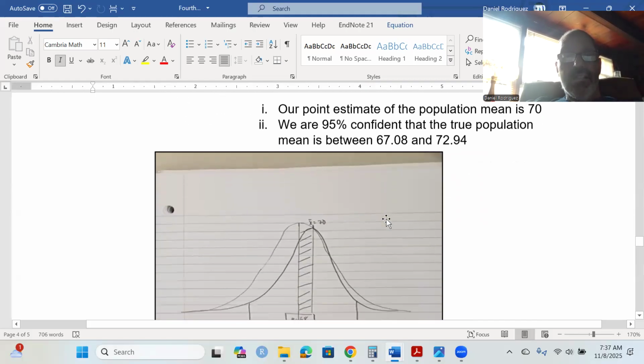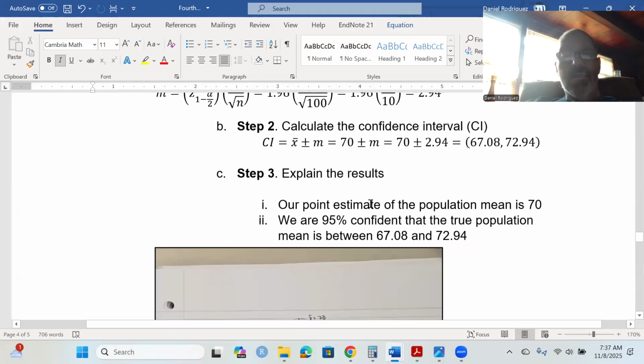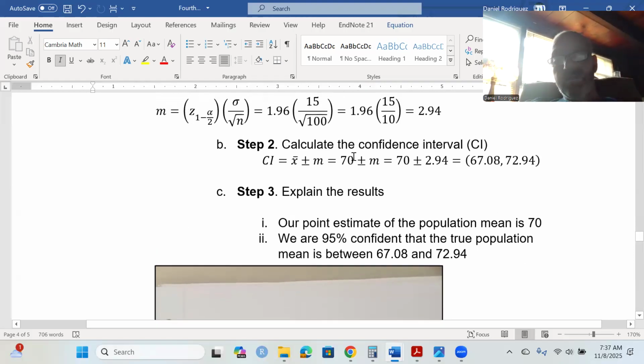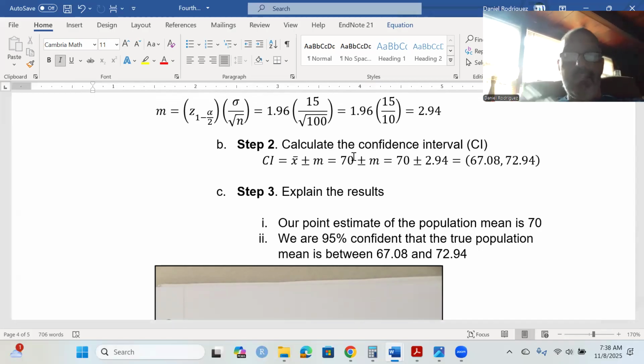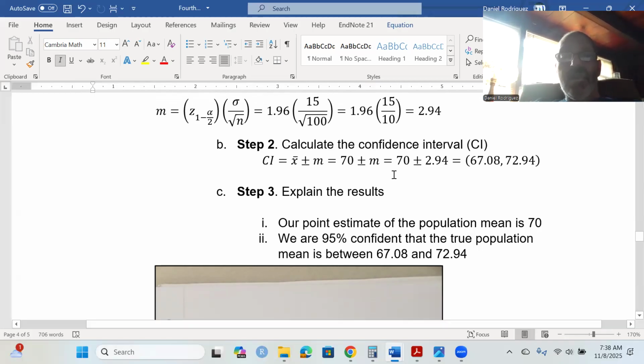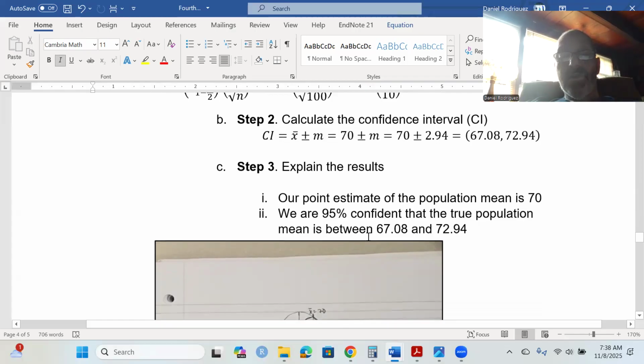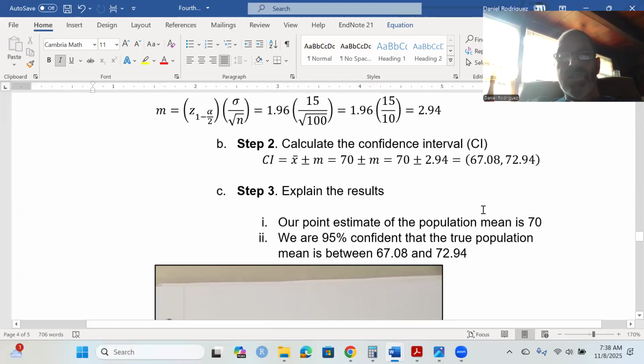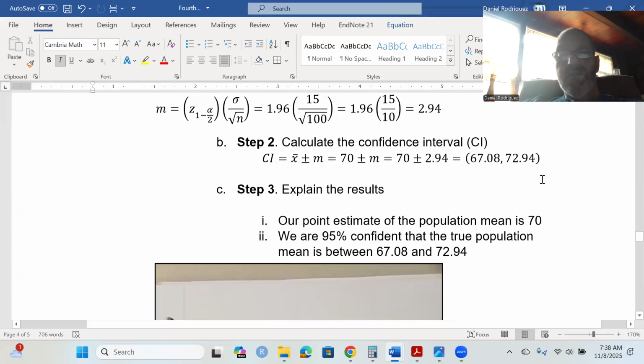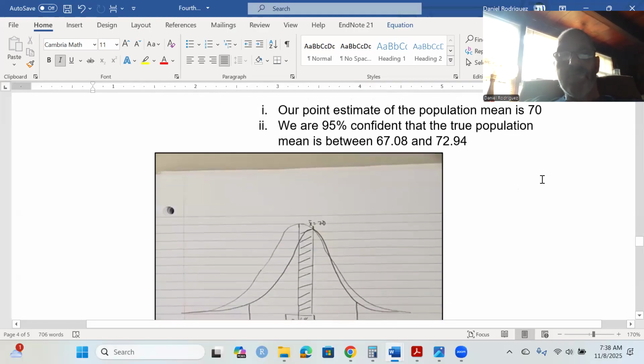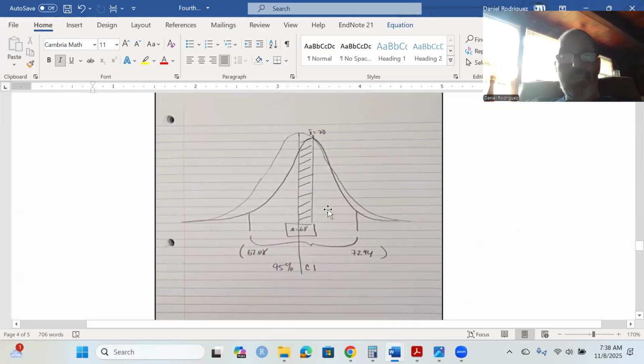So what this tells us is that our point estimate is 70. So that's a good estimate. But given what we saw with this sampling distribution of the mean, it may or may not be good. So our point estimate is 70, but we are 95% confident that the true population mean is between 67.08 and 72.94. There we go. Here it is.